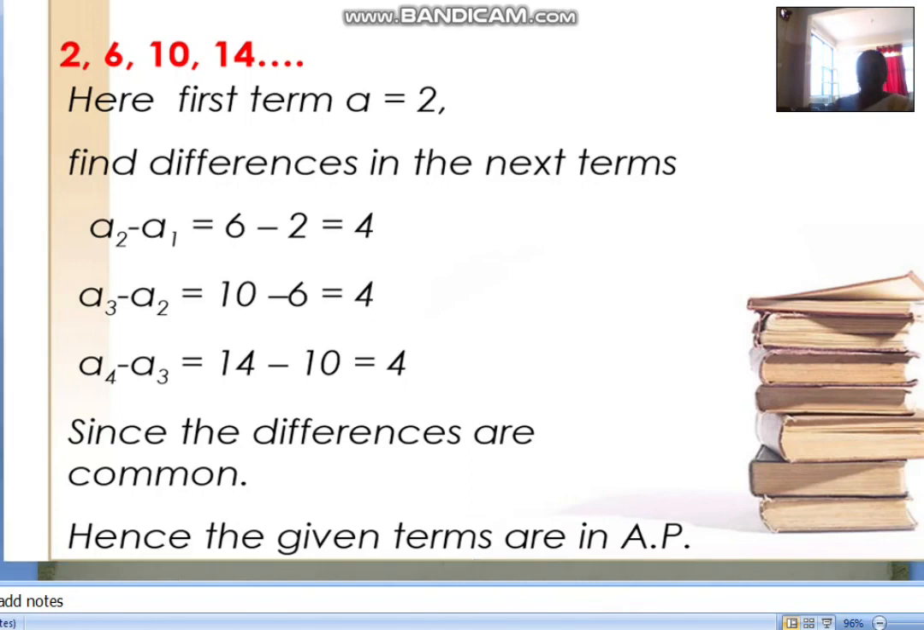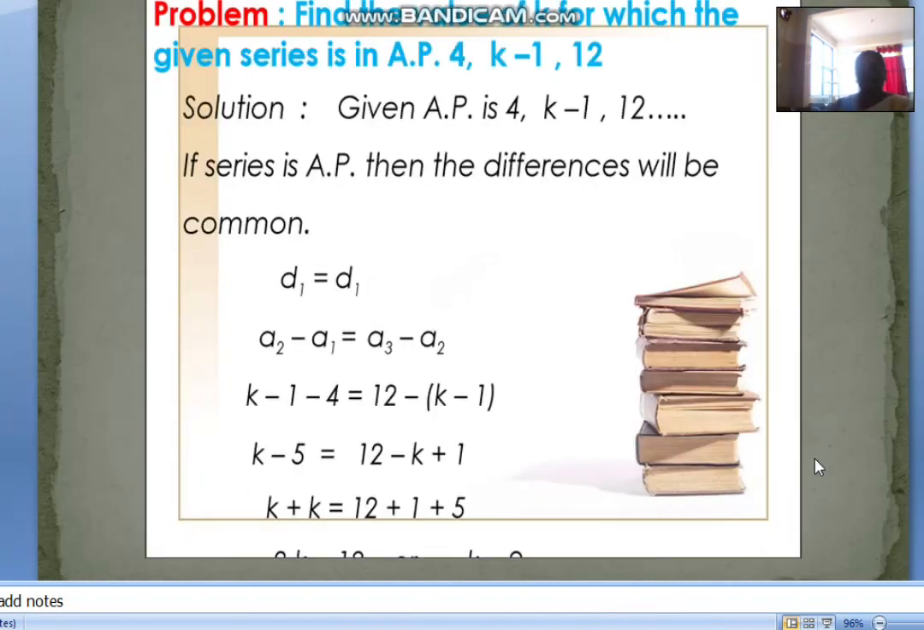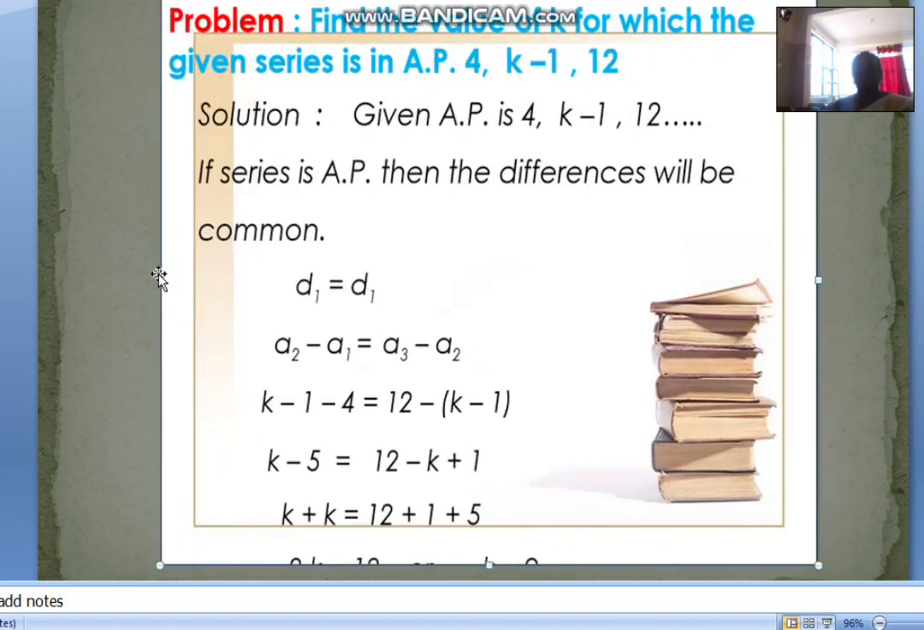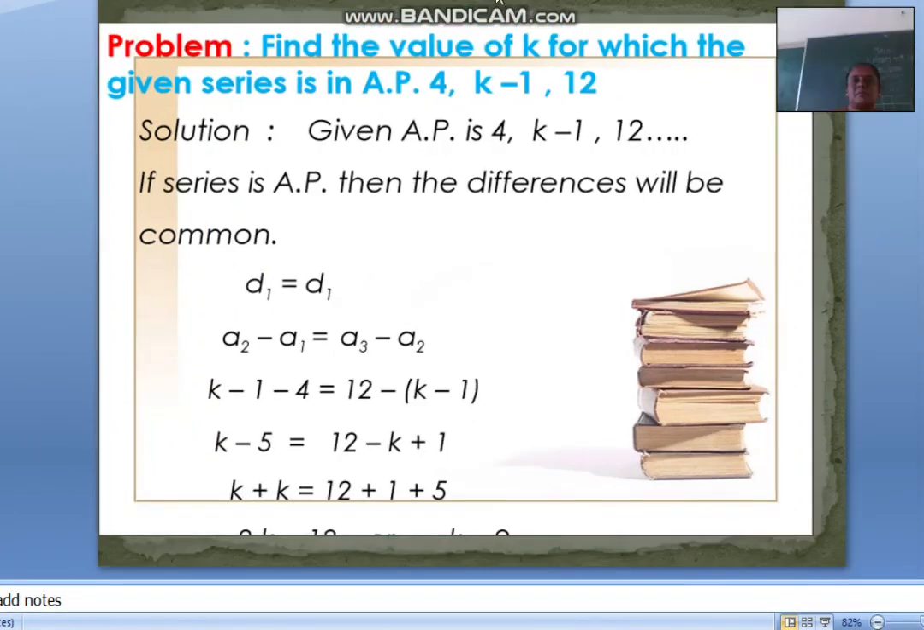So next problem. Find the value of k for which the given series is in AP: 4, k minus 1, 12. Solution: given AP is 4, k minus 1, 12, and so on.